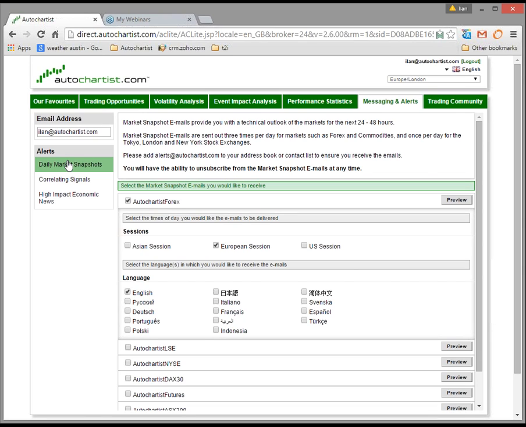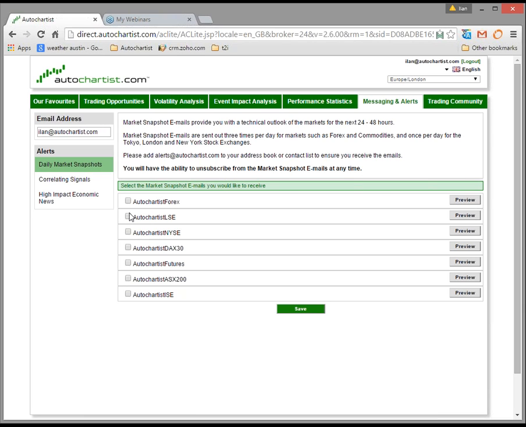Now, Autochartist gives you the ability to get email alerts for certain types of events. So the first type of alert that we can send you by email is a daily market snapshot. That's available for the forex market, London, New York, a number of different markets around the world, depending on what you trade and what version of Autochartist your broker provides you.